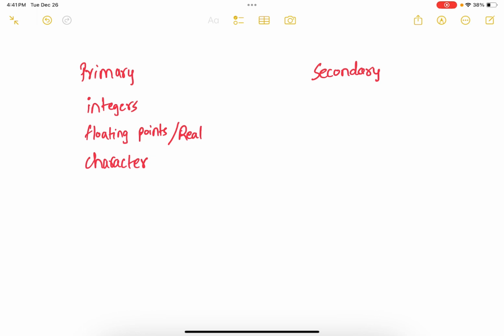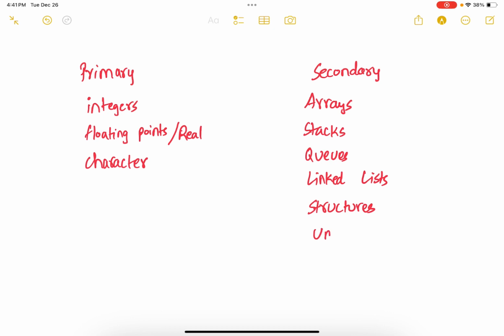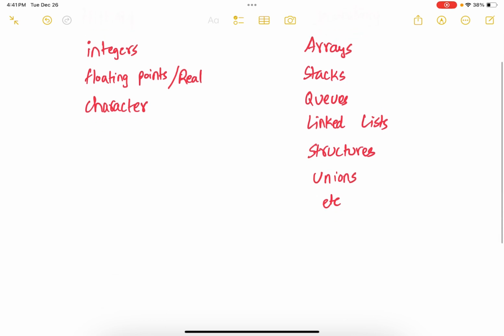In your secondary constants, you have arrays, stacks, queues, linked lists, structures, unions. There are several more, but these are the secondary constants in C.